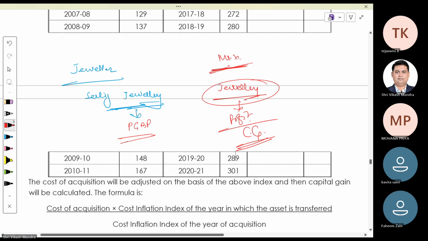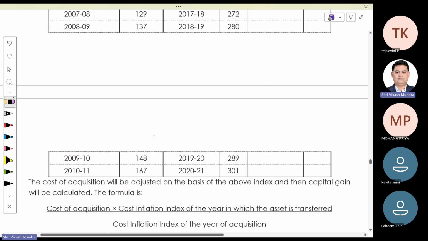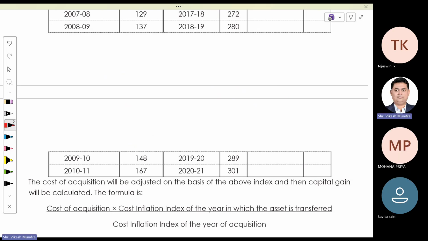Number two, personal effect. If you have any assets which are used for your personal uses, and you are selling or transferring that asset, it is not treated as a capital asset. However, there are certain exceptions to that rule. The rule is that in general, if any product, any goods, any asset is used for your personal uses and you are transferring that one, you are not supposed to pay any capital gain tax.